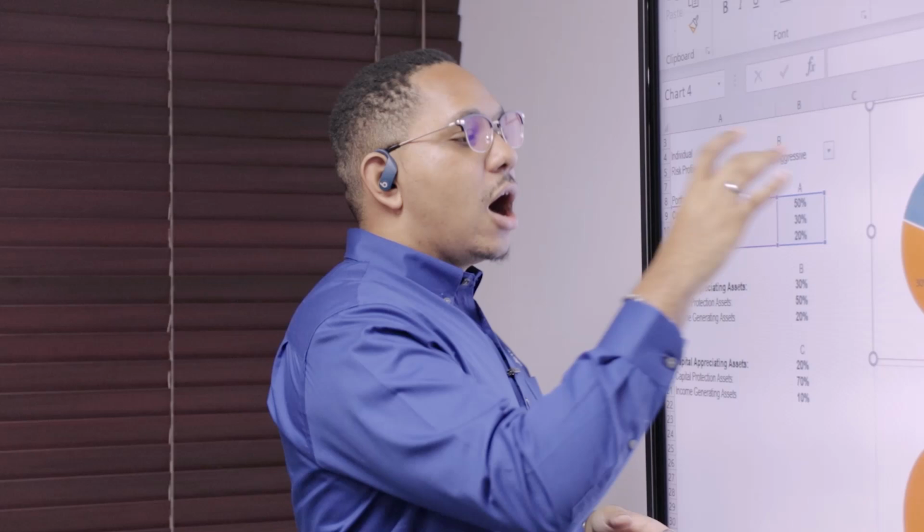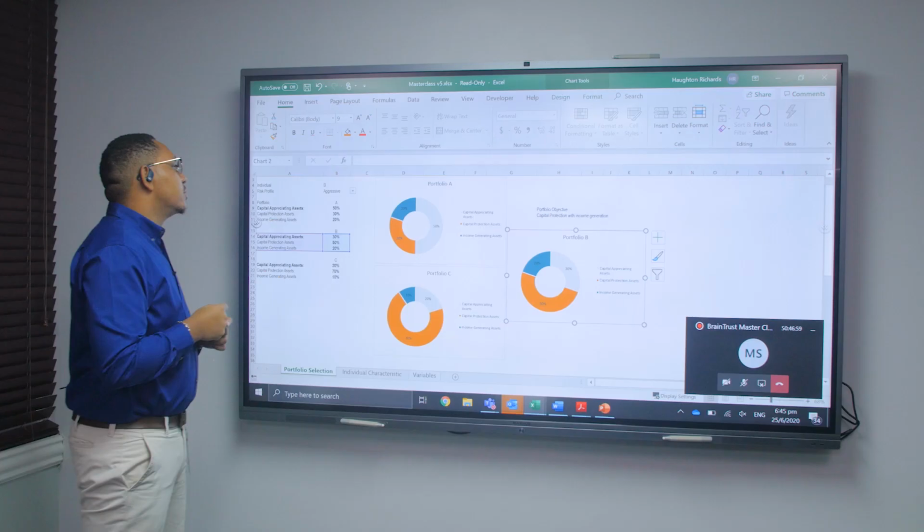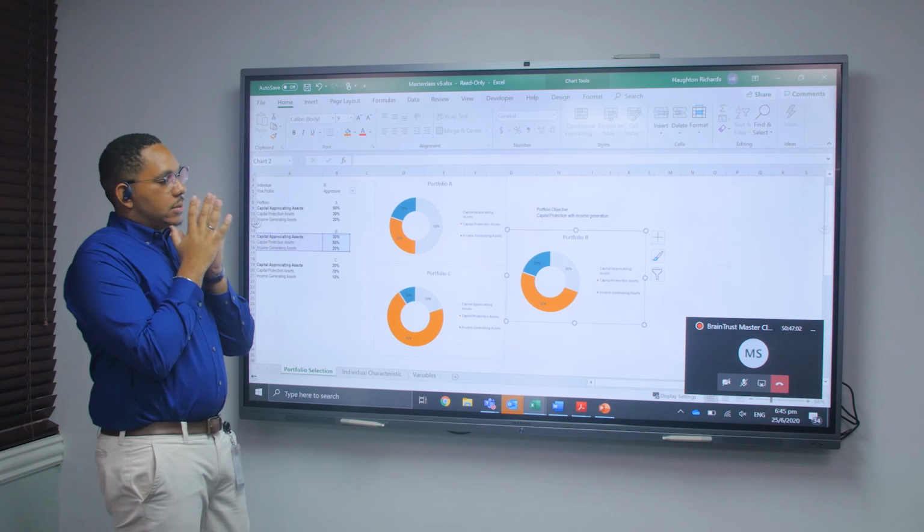All these portfolios are aggressive risk profile, and so the answer is yes. They're all high risk profile portfolios, or aggressive portfolios. Cool?